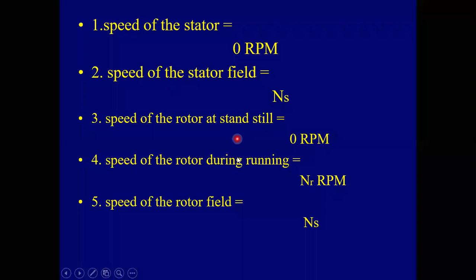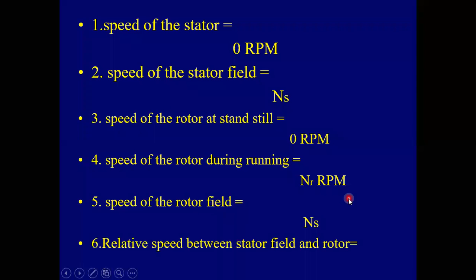But meanwhile, what is happening between 3 and 4? When the stator field is cutting the rotor conductors, EMF is induced. Current is produced in the rotor conductors. Then that rotor current produces a rotor field, which also rotates at synchronous speed. So remember, rotor at standstill is 0 RPM, rotor speed is Nr, rotor field speed is Ns.